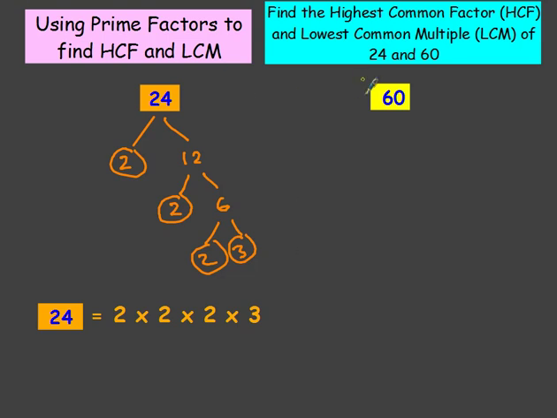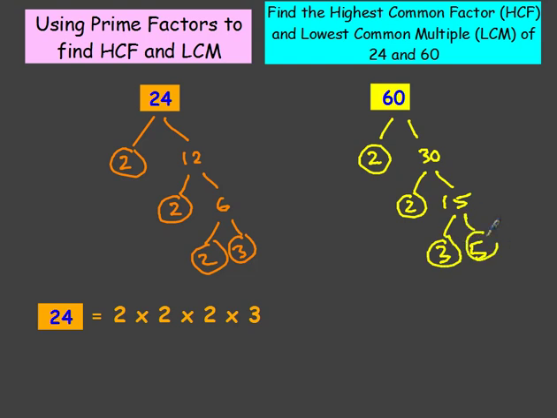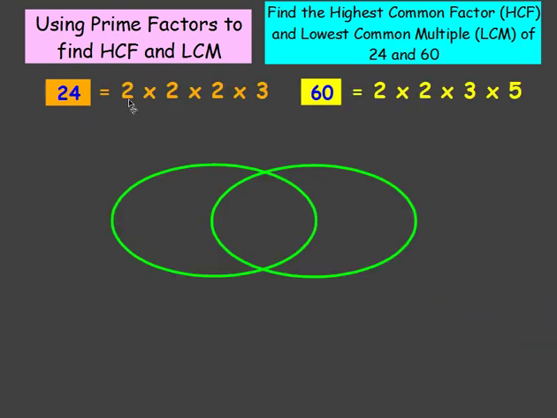We're going to break 60 up into the product of its prime factors, 2 and 30, circle the 2, 2 and 15, circle the 2, it's a prime number, 3 and 5, 3 times 5 is equal to 15. So 60, written as a product of its prime factors, is equal to 2 times 2 times 3 times 5. So we know 24, written as a product of its prime factors, is 2 times 2 times 2 times 3, and 60 is 2 times 2 times 3 times 5.